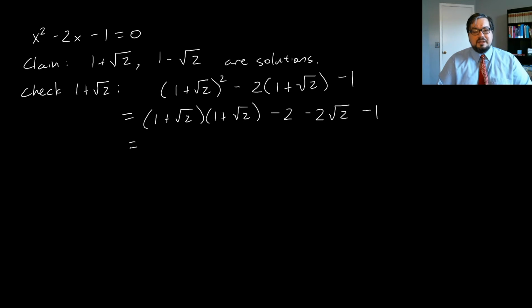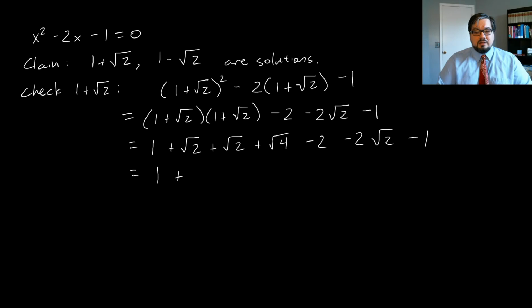Distributing the two radical terms here, we get 1 times 1 is 1, 1 times square root of 2 is square root of 2. Square root of 2 times 1 is the square root of 2. And the square root of 2 times the square root of 2 is the square root of 4, which of course we're going to simplify to just being 2. So we get 1 plus 2 times the square root of 2 plus 2 minus 2 minus 2 square root of 2 minus 1, and we see that everything cancels out.